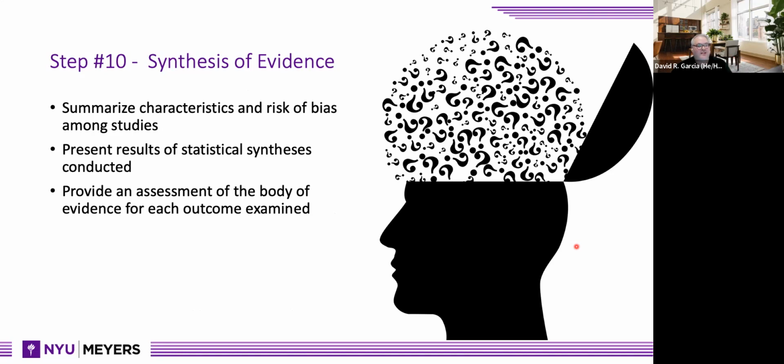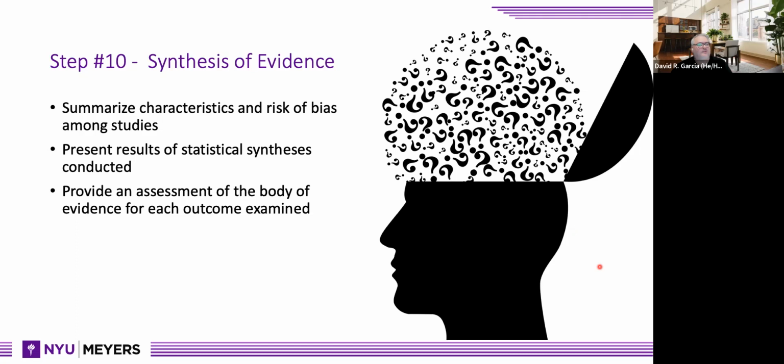And then you can also present the results of statistical syntheses. If you're working with a biostatistician, they can help you use specific software where you're going to pull all of the data that was generated in each of those reports in your study, and they're going to combine it into one statistical synthesis. That's if you're doing a meta-analysis. And then finally, you're going to provide an assessment of the body of evidence for each outcome examined. So what's the state of the science? Is it poor? Is it lacking diversity? So you really want to make that statement once you finally synthesize the evidence there.